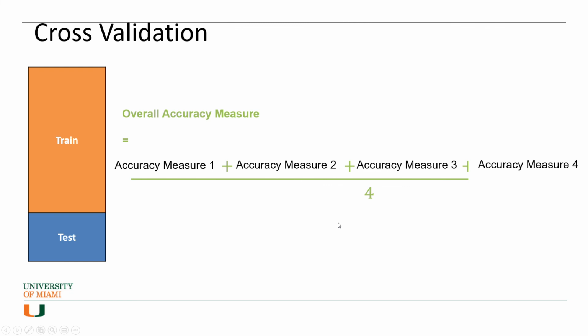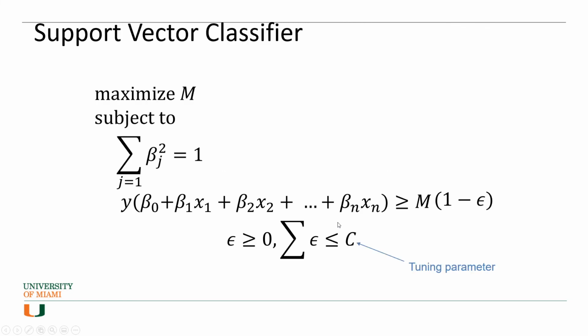In order to choose the value of C, the tuning parameter, what we are going to do is that we are going to choose a random value and then do cross-validation, meaning that given that particular value of C, we will see how well our model does overall, right?